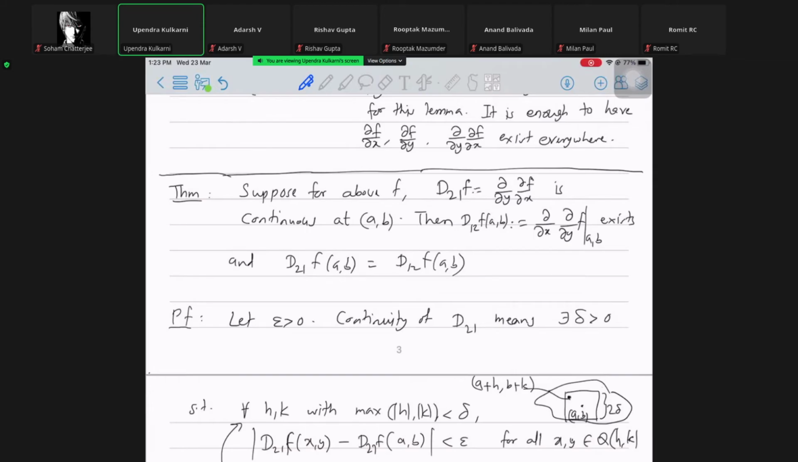So a priori, we are not even assuming that D12 exists at a comma b, or for that matter, anywhere. But the hypothesis is saying that D21, that is del by del y of del by del x of f, exists in a neighborhood around the given point and is continuous. So after having proved this result, I can apply it at any point in this neighborhood and conclude that the other way double partial derivative also has to exist.